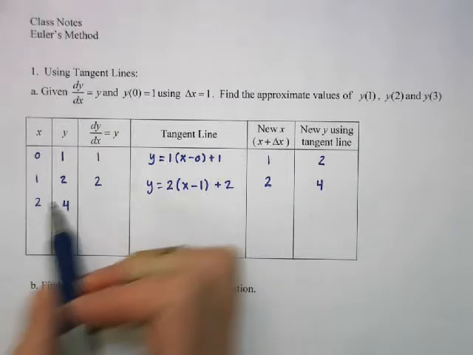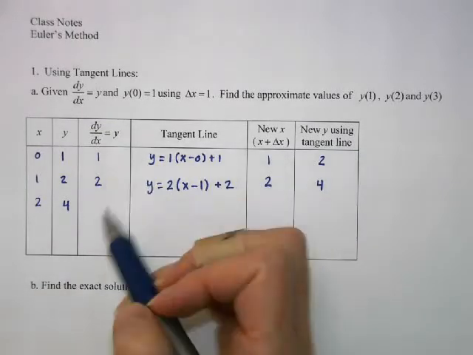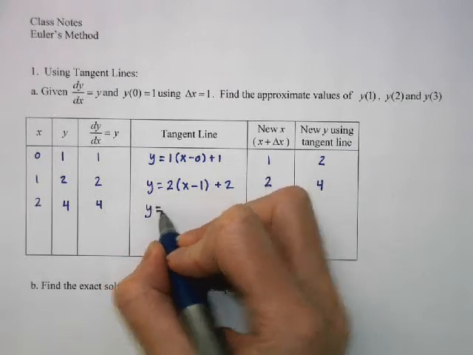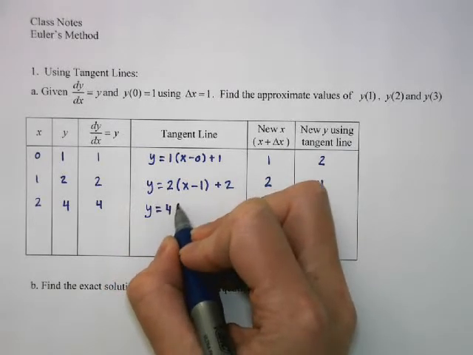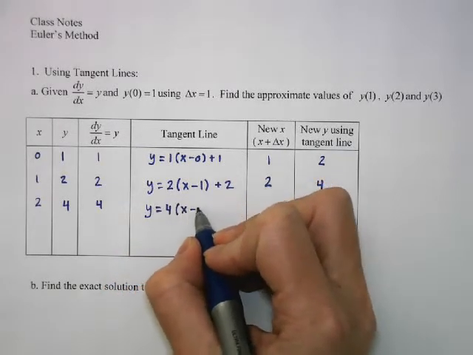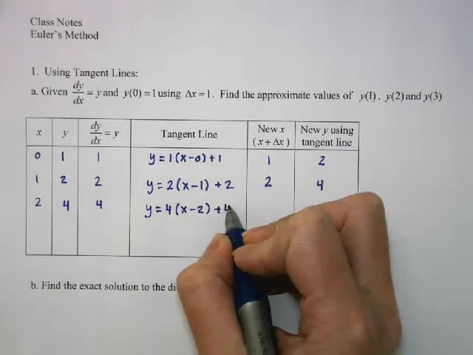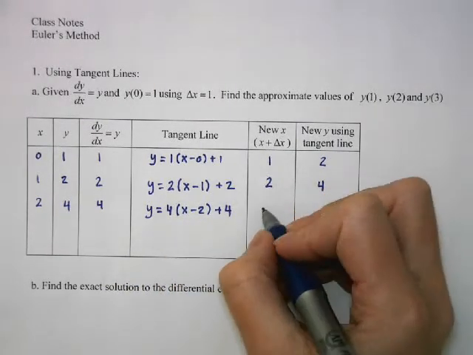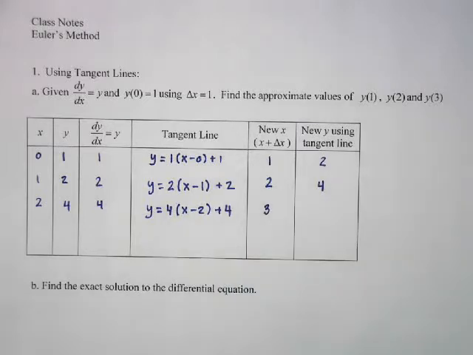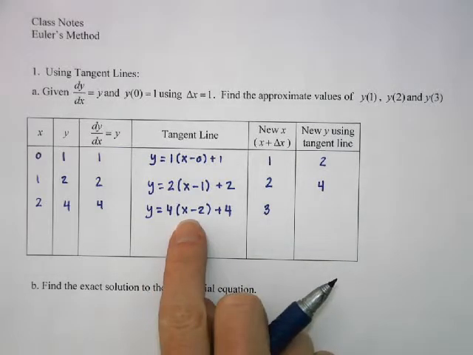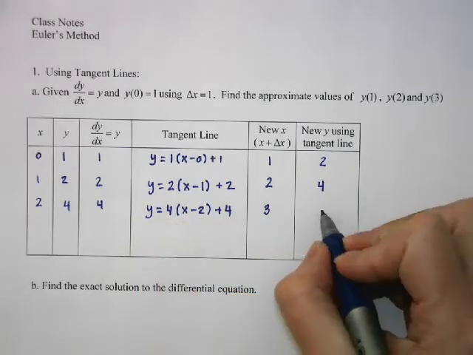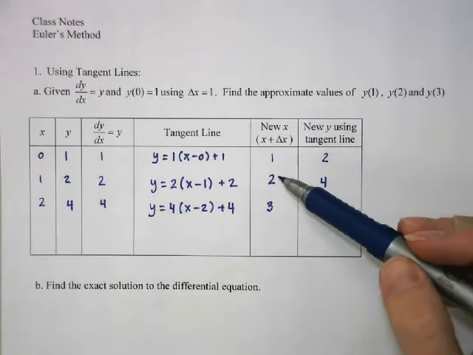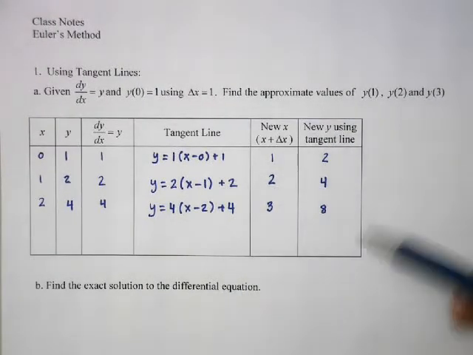So we use the new point to find the next point. Our slope is still going to be the y value, which is 4. So my tangent line is going to be 4 times (x minus 2) plus 4. So if I plug in my new x, which is 3, we're going to have 3 minus 2 is 1, so we end up with 4 plus 4, which is 8. Okay, we're going to come back to this in a minute, and I'm going to show you graphically what's happening.